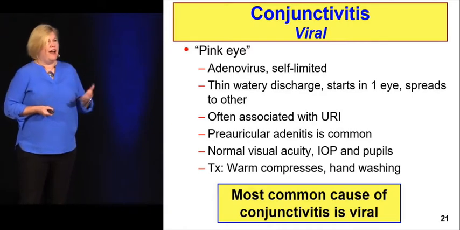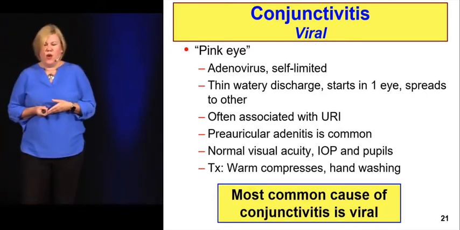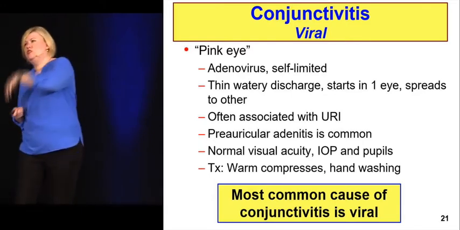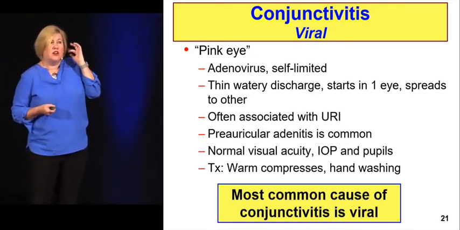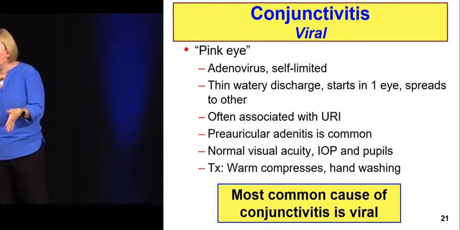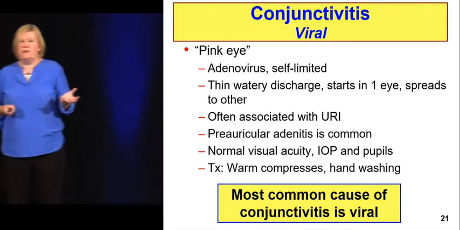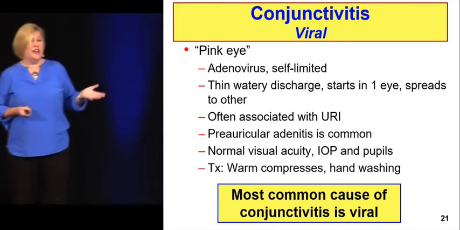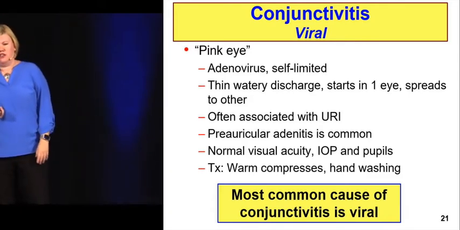So pink eye or viral conjunctivitis is usually from an adenovirus, although there are other viruses that can do it as well. Typically it's thin, watery discharge, maybe starts in one eye, then goes to the other. There's some URI in the story. They may have some pre-auricular lymph nodes that you can palpate, but their visual acuity is normal, intraocular pressure is normal, the pupils look normal, and we do a little sort of just symptomatic treatment. Warm compresses, wash your hands if you were really sure it was viral conjunctivitis. So a supportive treatment, and that's the most common etiology of conjunctivitis.